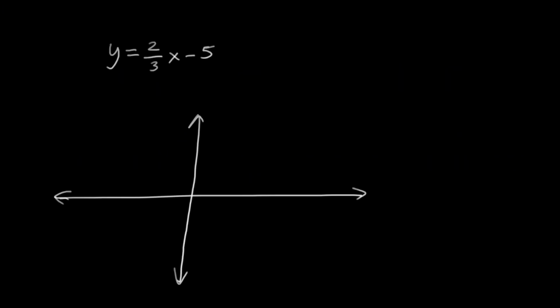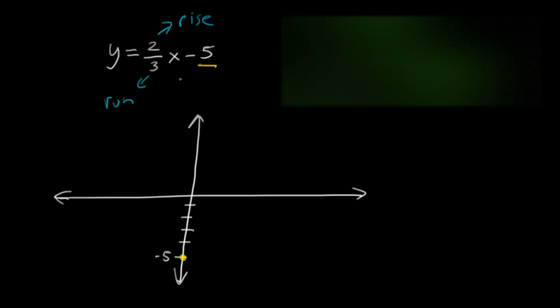Okay, next example. I always like to start off with the y-intercept to get us our initial point. So our y-intercept is down here in yellow. And then to find our second point, we use rise over run. So this is going to be a rise, and this is going to be a run. So rise tells you how much to go up. Run tells you how much to go to the right.